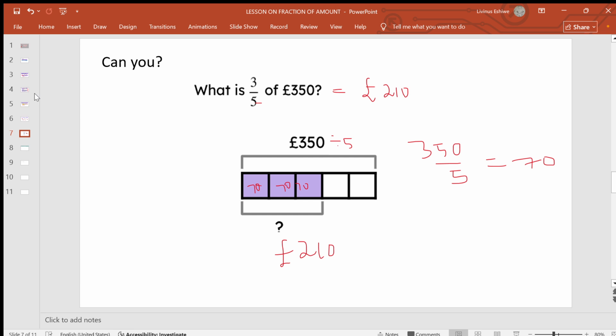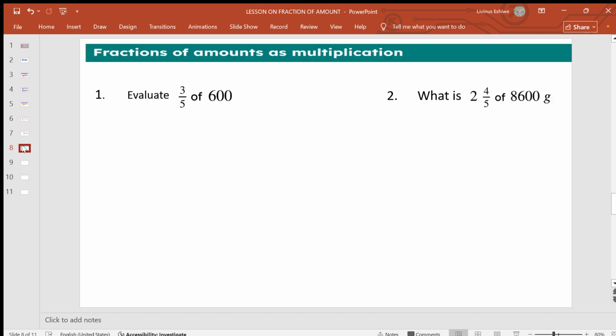Now let's dive into the calculation using normal multiplication. Now look at this. We will try to calculate this using the normal multiplication method. So I've divided this into 2 parts. Now let's look at the first one. Evaluate 3 out of 5 of 600. Remember, you have been told you divide this and then finally multiply the result, right? Now let's do it.